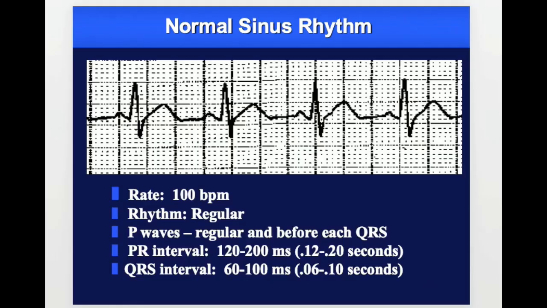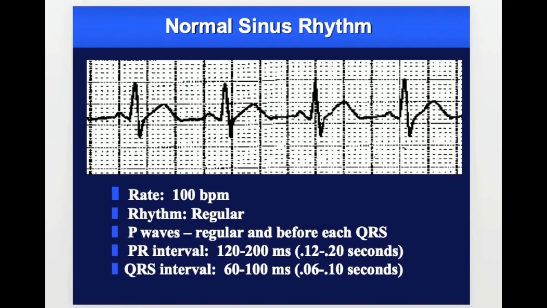To begin with normal sinus rhythm, when the electrical impulse in the heart is initiated by the SA node, which is the chief pacemaker of the heart, it is called sinus rhythm. To say it is normal, it should meet some criteria: it should be within 60 to 100 beats per minute, the rhythm should be regular, every P wave should come before the QRS complex, and the PR interval should be 120 to 200 milliseconds.